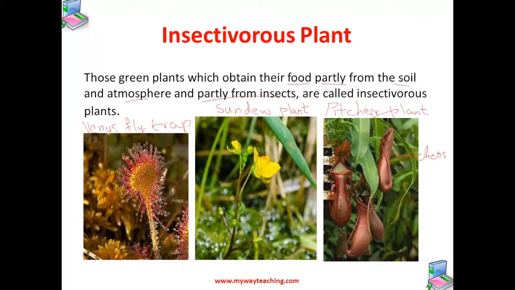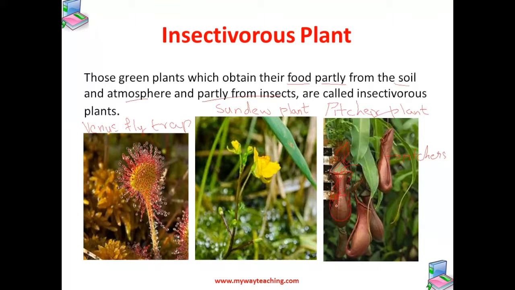When an insect falls in the pitcher, the lid closes automatically. So as soon as an insect enters this pitcher, this leaf will close. The trapped insect gets entangled in this hair. So this insect will get entangled here, and after some time this insect will die. The walls of the pitcher will secrete digestive juices which digest the protein inside the body of the insect.